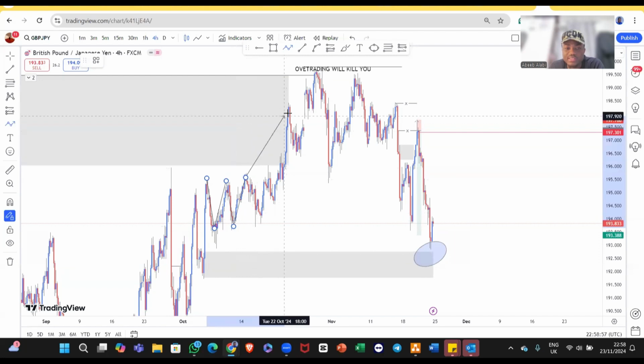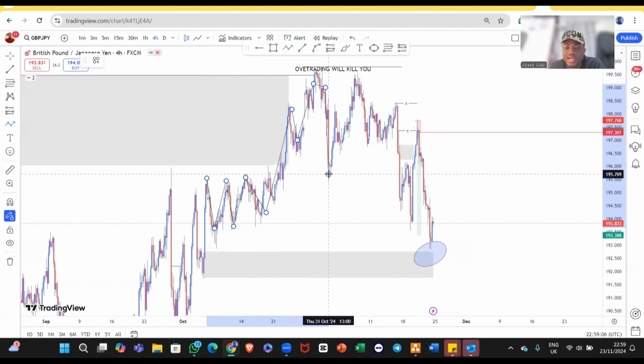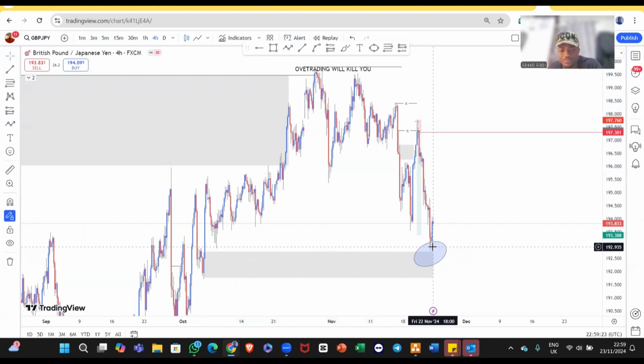You see, price has been moving upward for a while now, and then there's an imbalance here that has been left to be filled. Then we had a bit of choppy movement while price was trying to come back to this zone. Then eventually, boom. So I took a sell trade around this area.